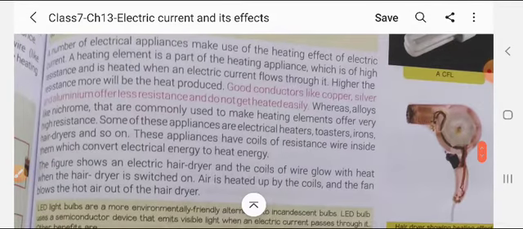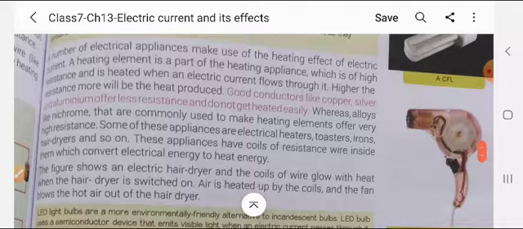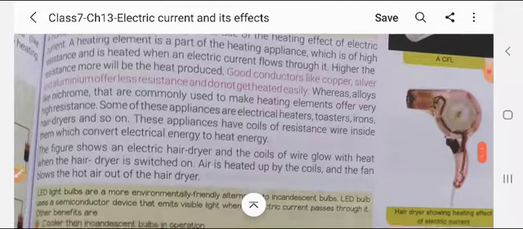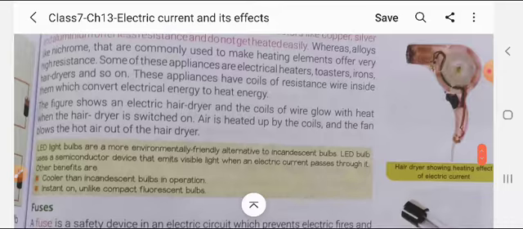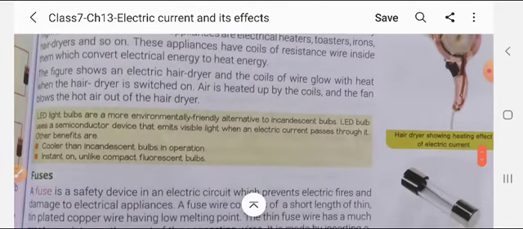Now, students, good conductors like copper, silver, aluminium offer less resistance. If a conductor is made of this type of good conductor, then there is less resistance, less holding capacity. Whereas alloys such as nichrome, commonly used as the heating element, often have very high resistance. So here you can see the alloy made up of nichrome has the higher capacity. Some of these appliances are electrical heaters, toasters, iron, hair dryer, and so on. These appliances have coils of resistance wire inside them, which convert electric energy into heat energy.